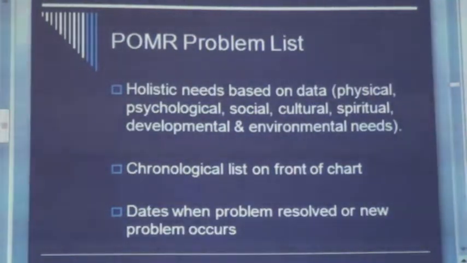Holistic needs based on data. Holistic needs means all aspects, that is physical, psychological, social, cultural, spiritual, developmental, and environmental needs. In medical patients, those are not so important except physiological, psychological, or social. In psychiatric patients, all the needs are very important. We have also considered the social, developmental, and environmental needs also. So look after all the needs. Chronological list on the front of the chart, with the date when a problem is resolved or a new problem occurs.